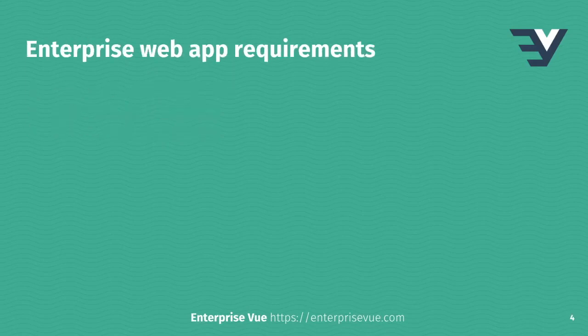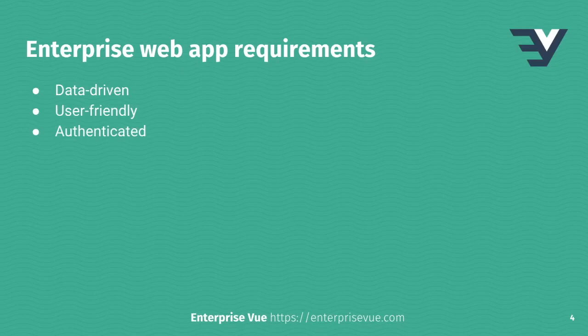Now we know some of the distinguishing attributes of enterprise apps and the requirements that those attributes imply. Now let's summarize those requirements again. So enterprise apps are data-driven, user-friendly, authenticated, modular, tested, and upgradable. Now the point of this exercise really was to make sure that you're clear on the objective of this course, which is to make you proficient at building Vue-based web apps that satisfy those requirements.